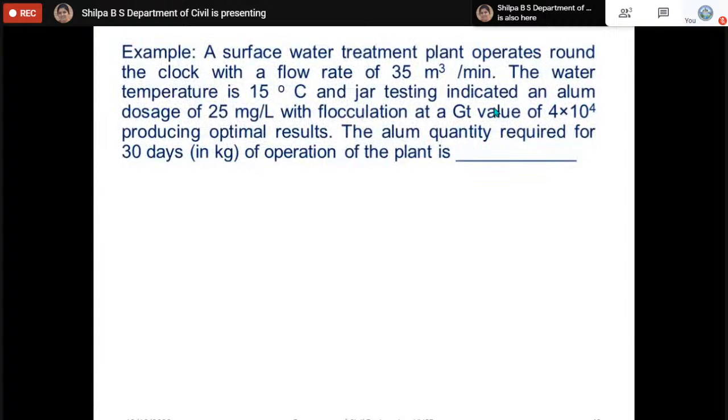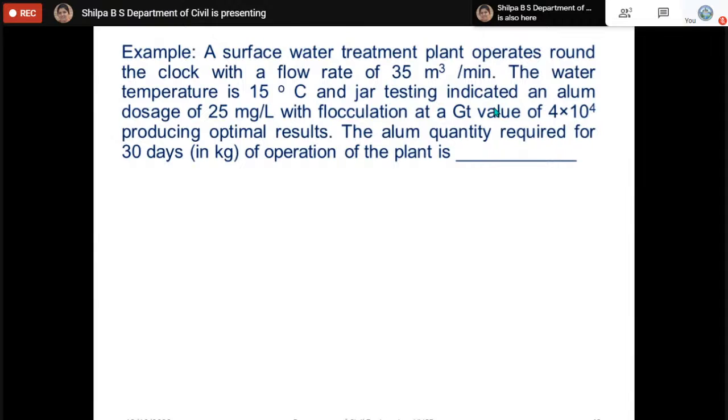Here, let us take one problem on alum dosage. A surface water treatment plant operates round the clock with a flow rate of 35 meter cube per minute. The water temperature is 15 degrees centigrade, and the jar testing indicated an alum dosage of 25 milligram per liter, with flocculation at a GT value of 4 into 10 to the power of 4, producing optimal results. The alum quantity required for 30 days of operation of the plant needs to be calculated, in kgs.